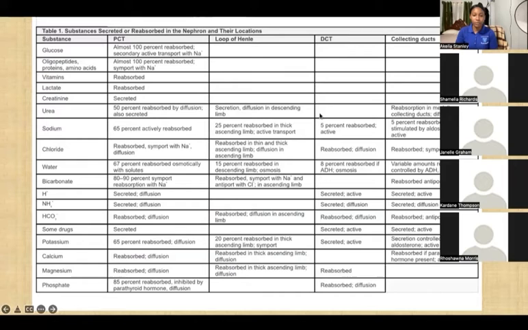In the distal convoluted tubule, 5% of sodium is reabsorbed by active transport. Chloride is reabsorbed and diffused. Water, 8%, is reabsorbed if ADH is present, and by osmosis. Magnesium is reabsorbed and phosphate is reabsorbed and diffused.